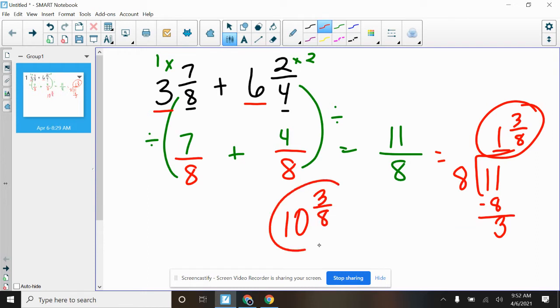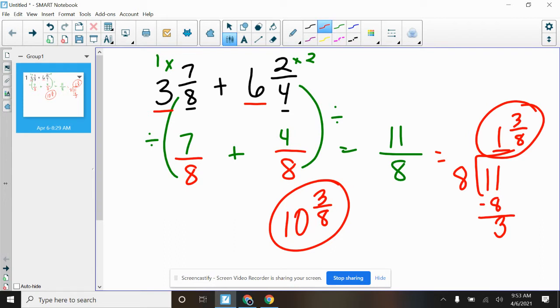How many of you got 10 3/8? I didn't do math. Is 3/8 in simplest form? Yes, I did not have to do any extra work. So my final answer is 10 3/8. Show me by hands, how many of you got it? That's excellent. That's almost the whole crew.